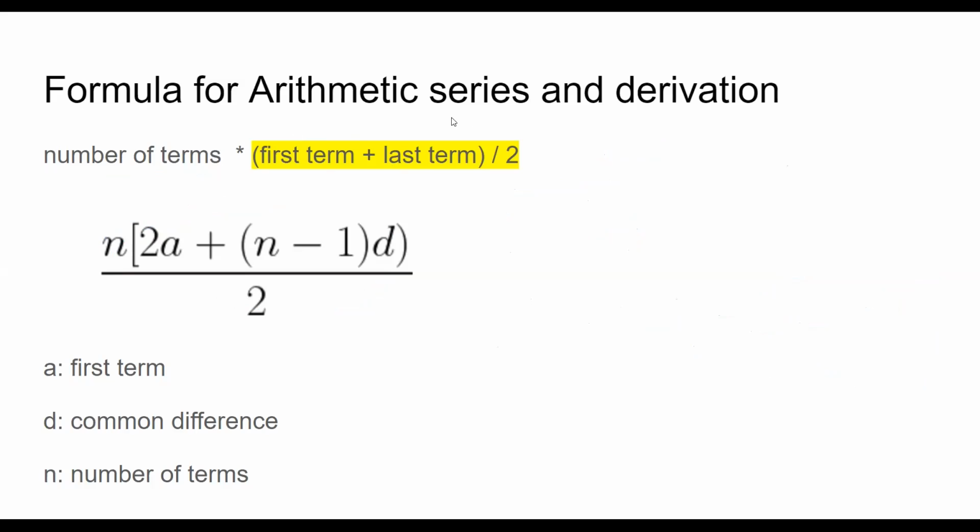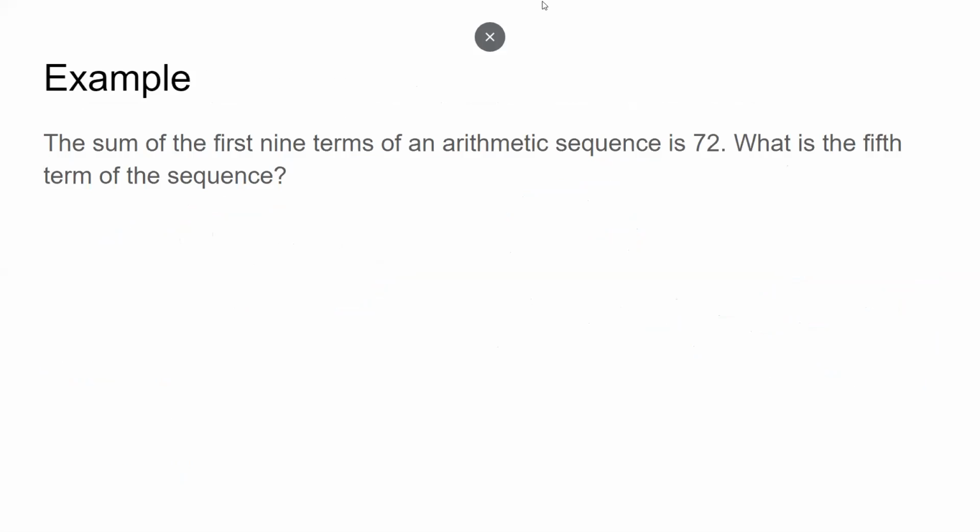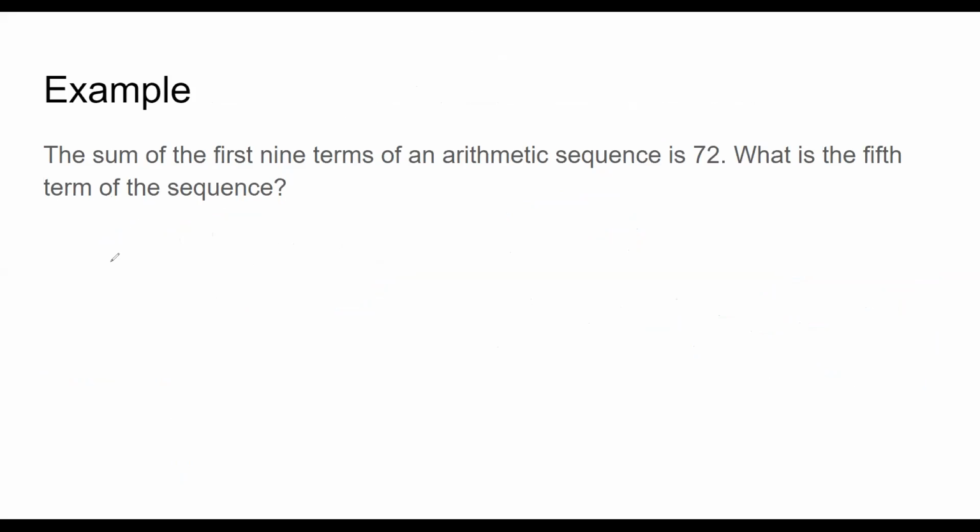So as long as you understand the process here, there's really no need to memorize any equations. But let's do an example here for the sake of it. The sum of the first 9 terms of an arithmetic sequence is 72. What is the 5th term of the sequence?